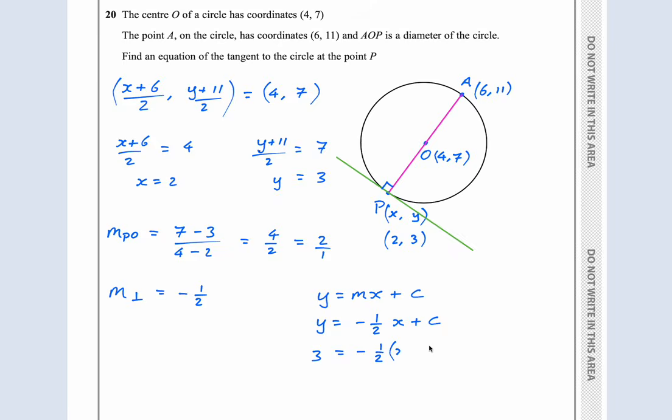2 for x and plus c gives me 3 equals minus 1 plus c, and that means c is equal to 4. So the equation of the, I'll just write it here, therefore y equals minus a half x plus 4 is the equation of the tangent.